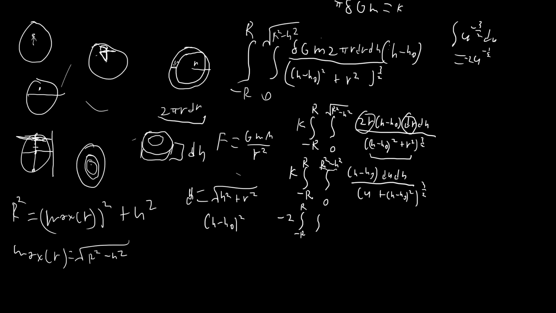And so we're going to end up with negative 2k, h minus h0, times u plus h minus h0 squared to the negative 1/2, evaluated at r squared minus h squared and 0, dh. And let's move on to the next slide.